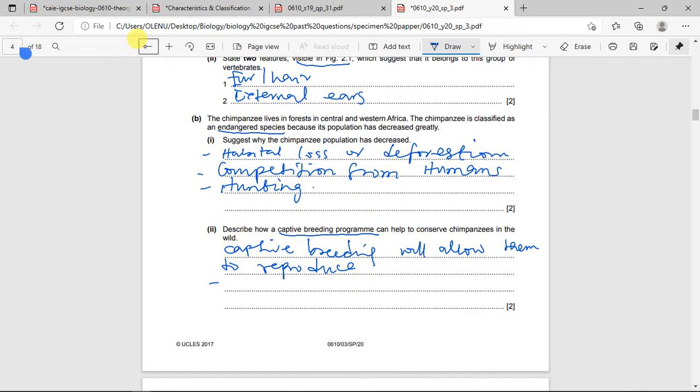It's a 2-mark question. So if they reproduce, there will be more offspring. Remember the multiplier effect. And when you have more offspring, you can release them later back into the wild.